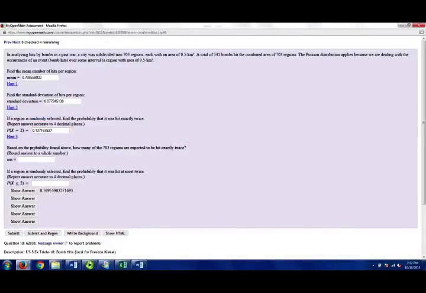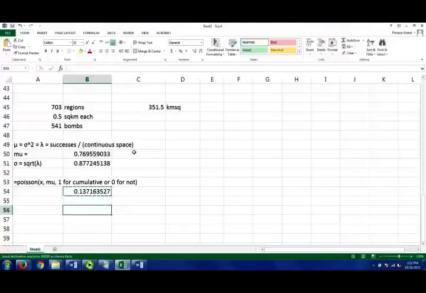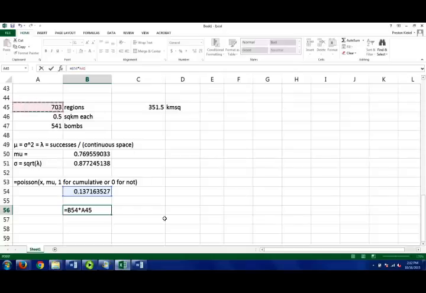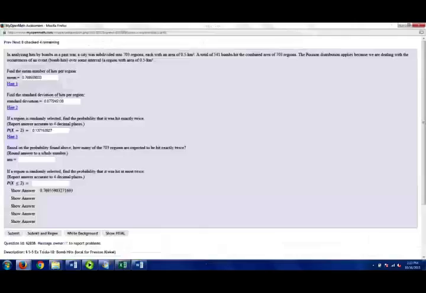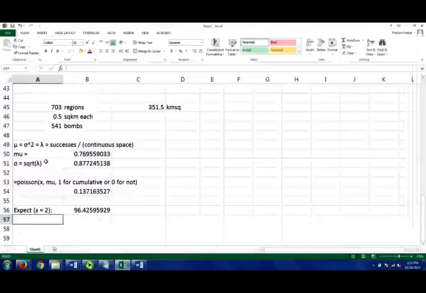Based on the probability above, how many of the 703 regions are expected to be hit exactly twice? An expectation means I compute the probability times the number. So 703 times 0.137 is how many I expect. So 96.4. Copy that, paste it in.